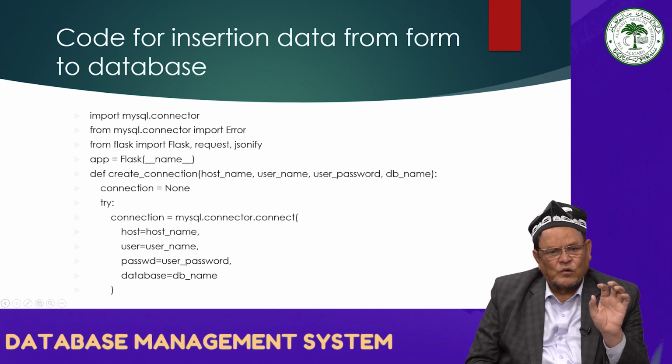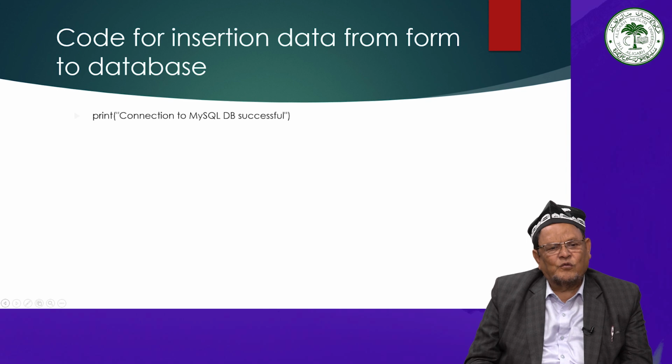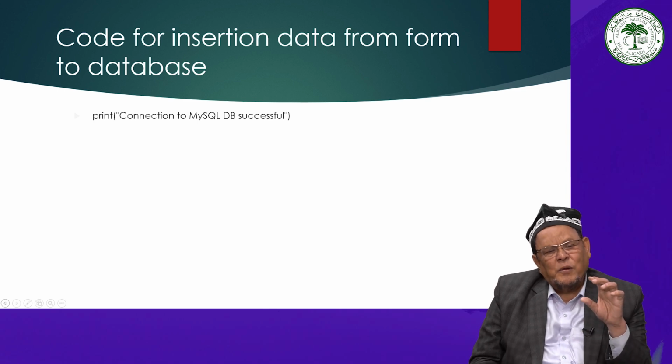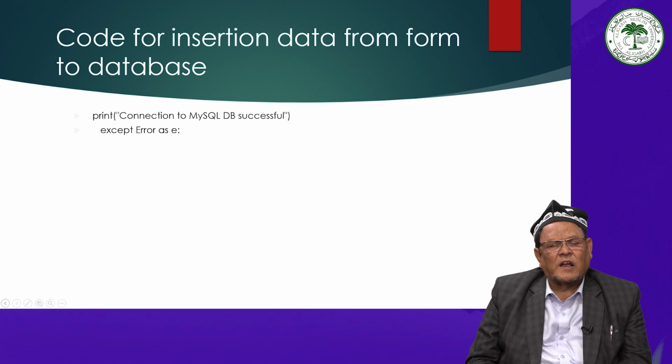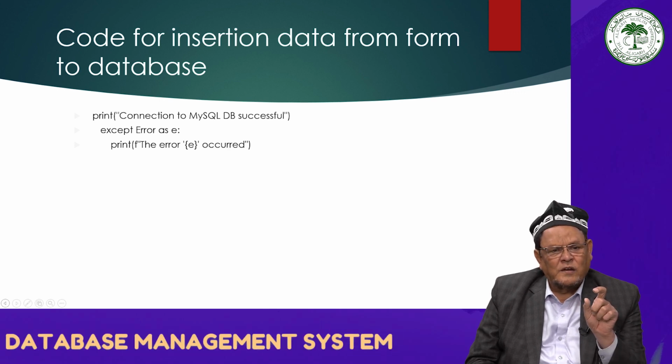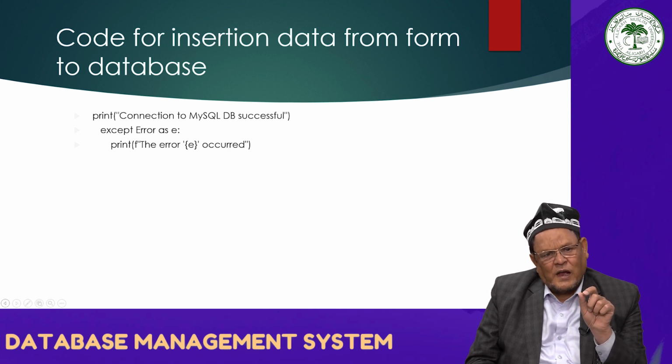Then the parenthesis will be closed. Then you have to write print "Connection to MySQL database successful." Then the connection will be connected. If it is okay, fine; if an error comes, then write except Exception as E. Then you can also print, within parentheses, f, in double quotes, "The error", and within curly brackets and single quotes you write E. The error that comes will be displayed when it occurs.